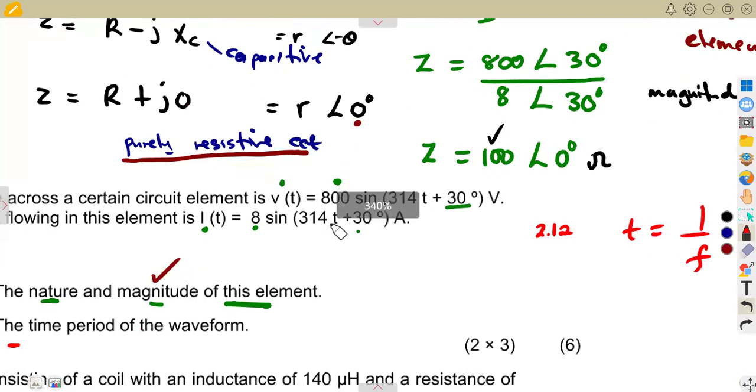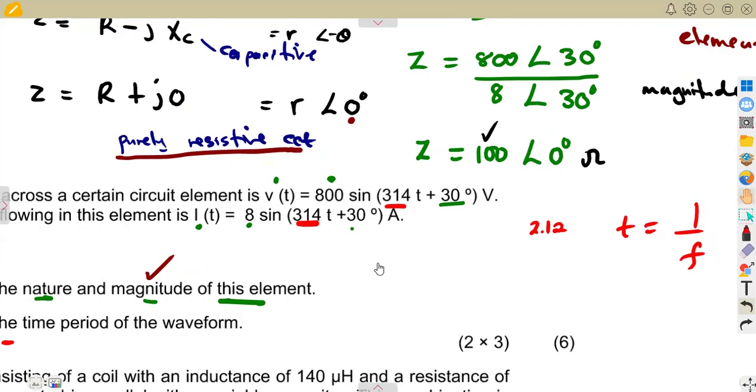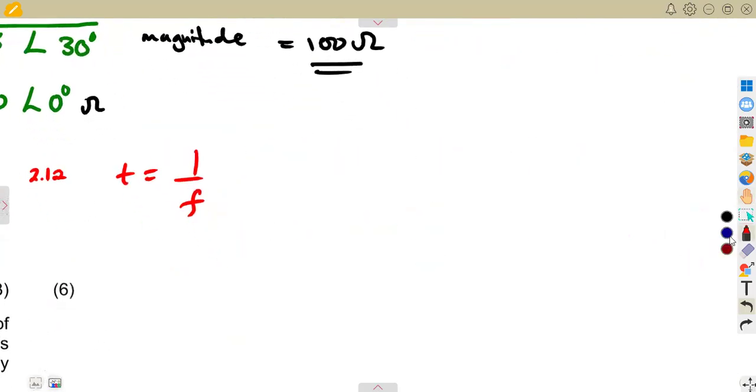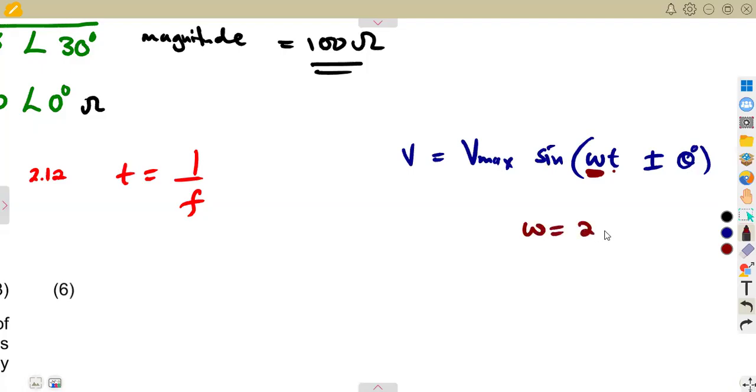But if we are to cross-check here, we are given the omega, which is the 314t, the expression of a sine wave. Remember how you present your sine wave. All right, the presentation of a sine wave. If there is a voltage, it means v is equal to V max sine of omega t plus or minus theta or alpha, whatever that you're going to have, in this case in degrees, or it can be in radians. This is the omega times the time. So there we have got the omega. Remember, omega is equal to 2 pi f. So there is a frequency there.